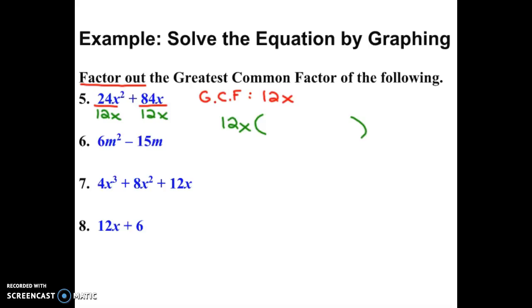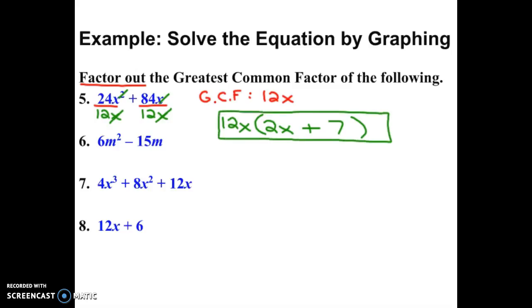When I take it out of the first term, 24 divided by 12 is 2. X squared over x: the x cancels out on the top and bottom, and you're left with just an x. So I'm done with that part. Then you have the plus. 84 divided by 12 in the second term ends up being 7. And both of your x's cancel out because there's only one on the top and bottom. So the factored form, when you pull out the greatest common factor, is 12x, and then in parentheses, 2x plus 7.